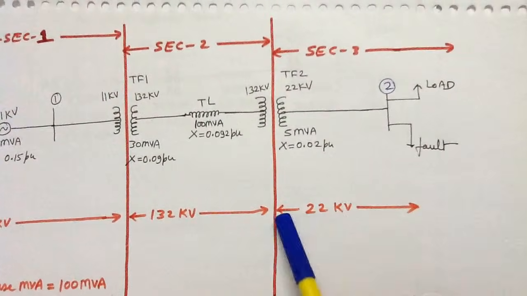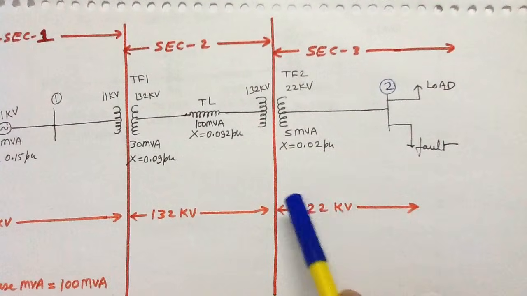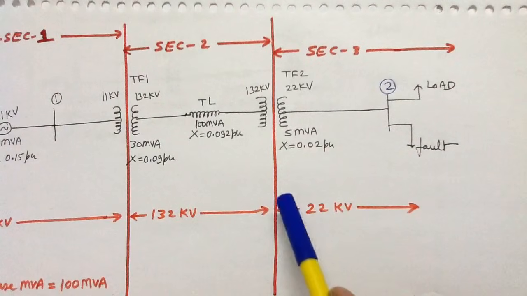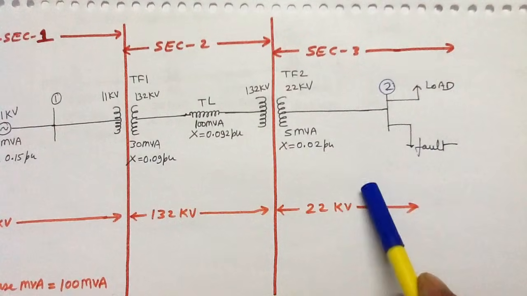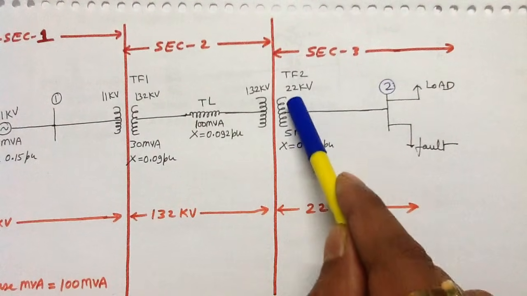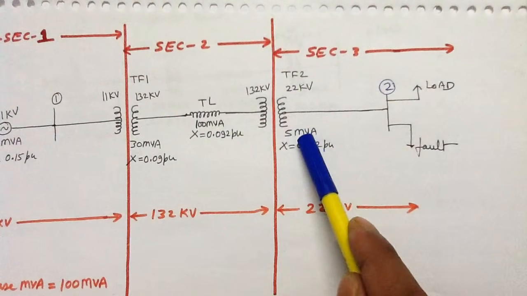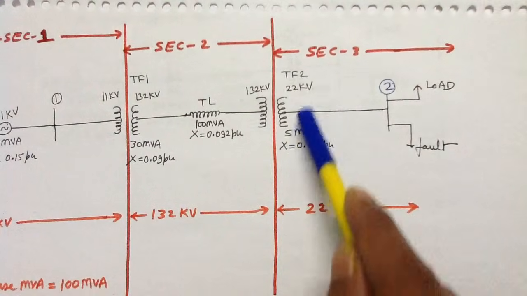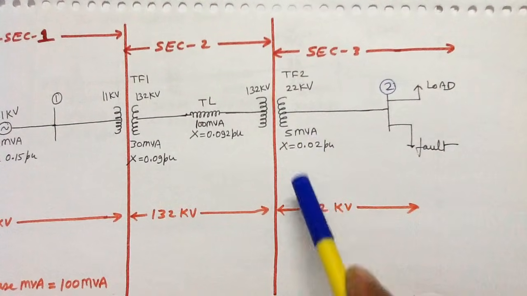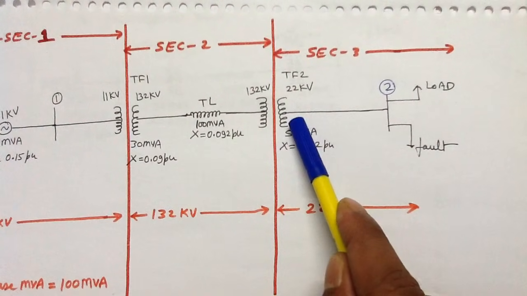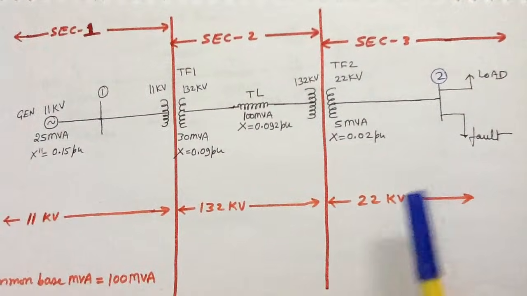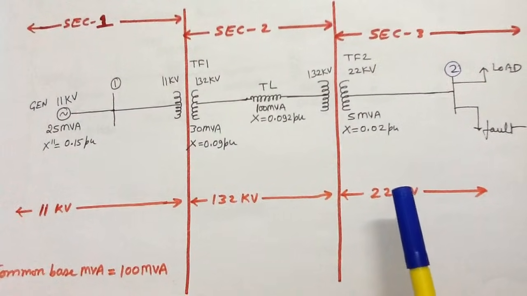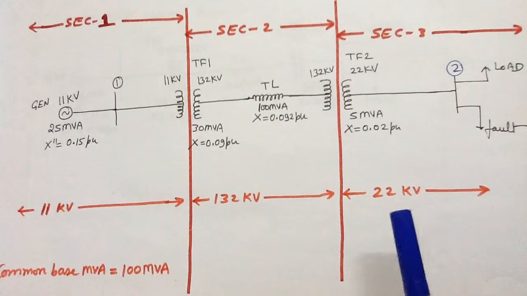Now you can see the range of 22 kV. This lies between this point to this point. So the equipment which lies in section number 3 is the LV winding of transformer number 2. So the new base voltage for the LV winding of transformer number 2 is 22 kV. Now let me ask some questions so that it can be clearly understood by you.